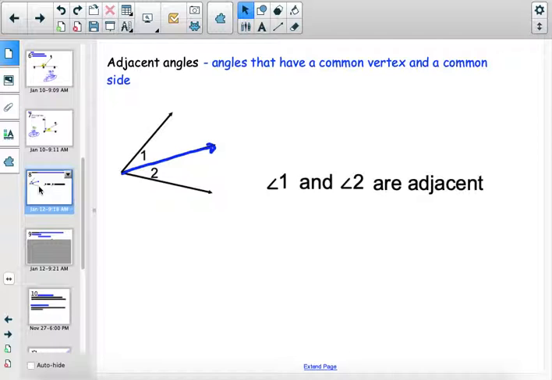Okay, this is saying angle 1 is adjacent to angle 2. They're next to each other. Pretty simple, right?